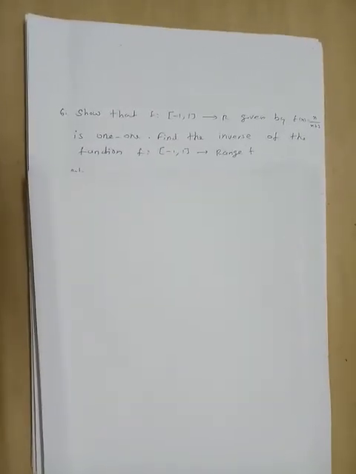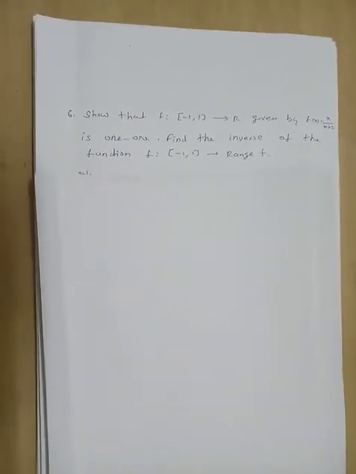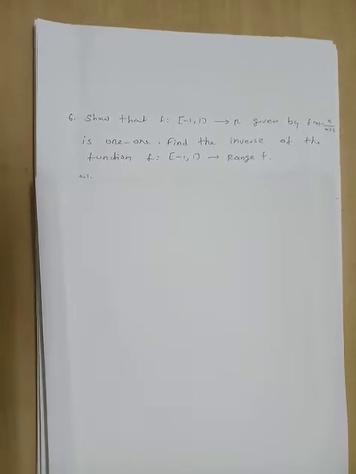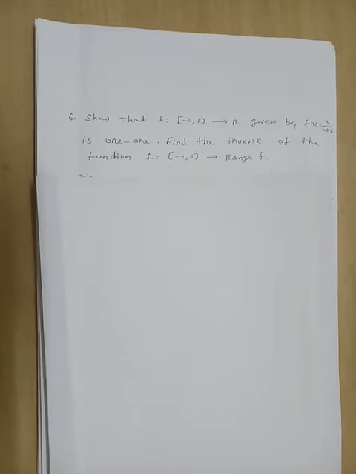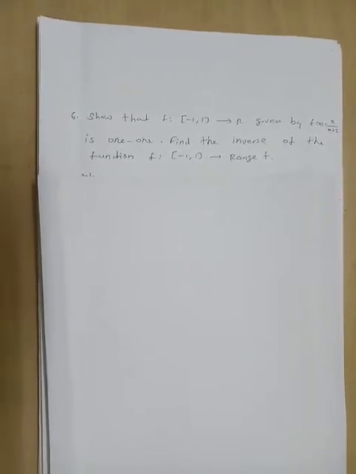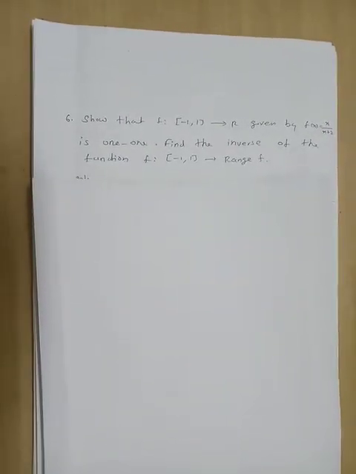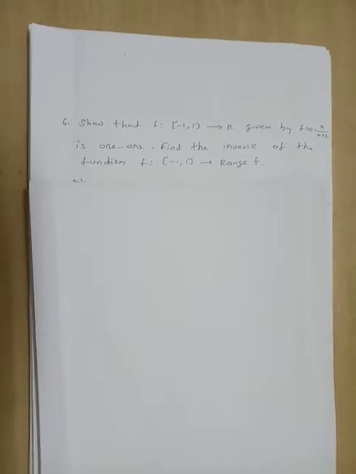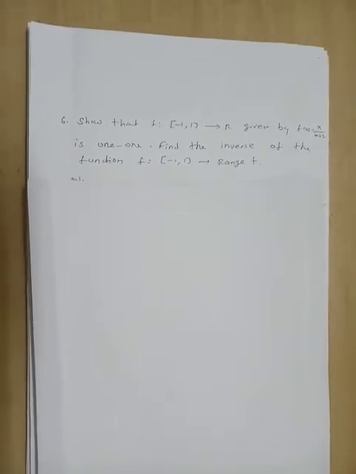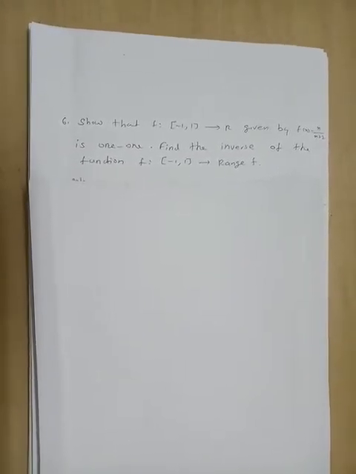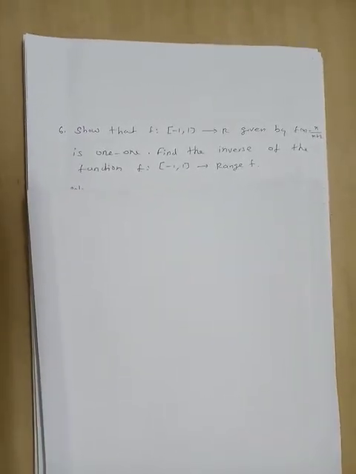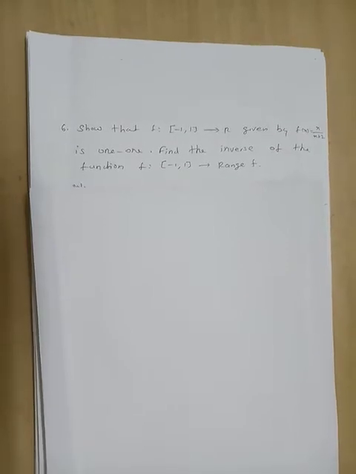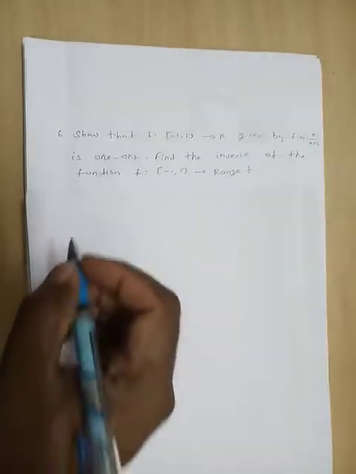Exercise 1.3, question number 6. Show that f from the closed interval minus 1 comma 1 to R given by f of x equal to x divided by x plus 2 is 1 to 1. Find the inverse of the function f from the closed interval minus 1 comma 1 to the range of f. Solution.